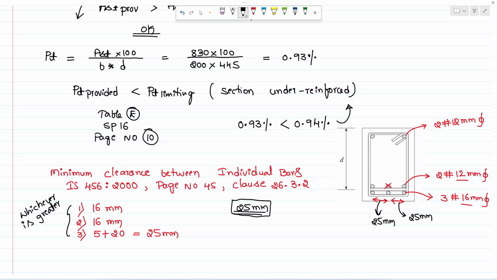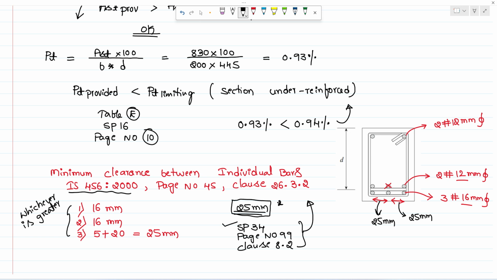So if you refer SP 34 and page number 99, clause 8.2, you have the same criteria for minimum clearance between individual bars. Either you can refer IS 456 or you can refer SP 34. Okay. So as per the code, minimum clearance between individual bars, it should be 25 mm.